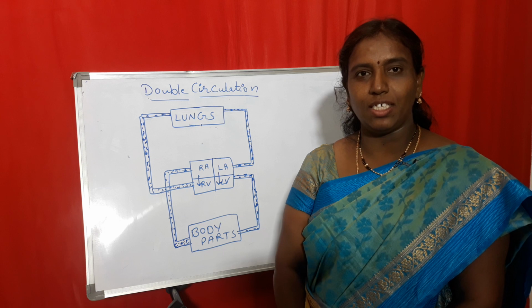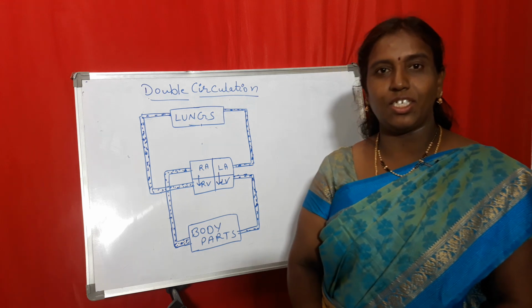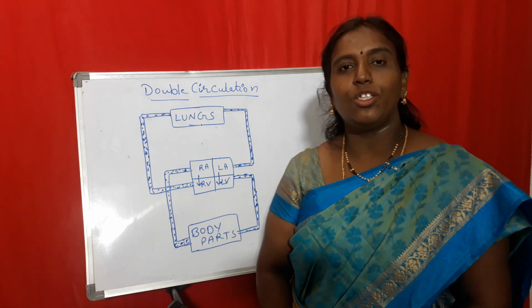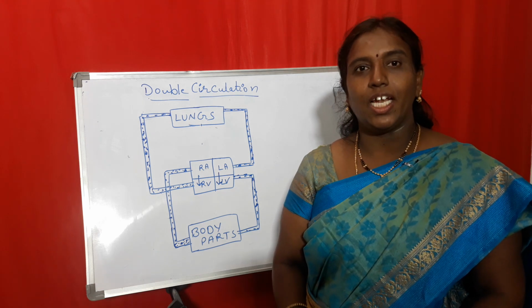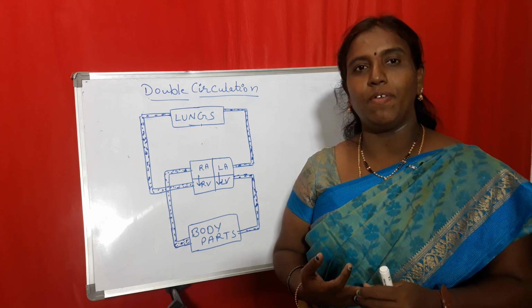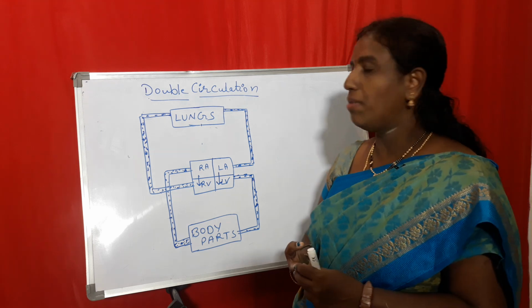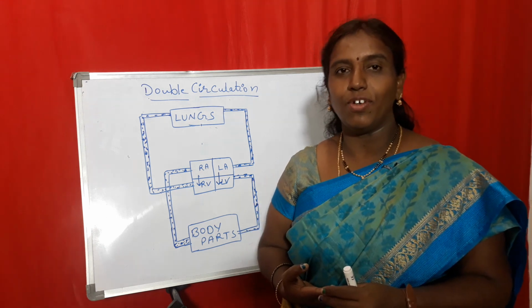In our previous classes, we have learned the external structure of the heart, the internal structure of the heart, and about the four valves of the heart, that is tricuspid valve, bicuspid valve, pulmonary valve and aortic valve. Now we will learn about double circulation of the heart.